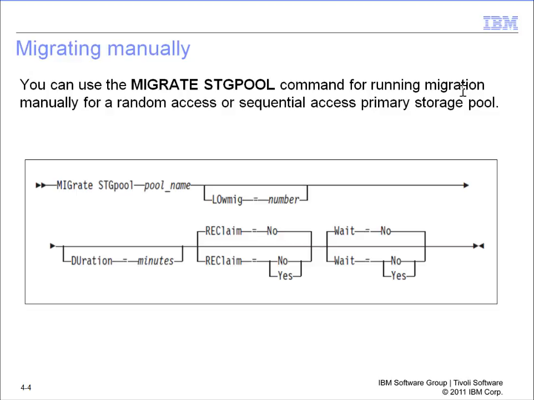Here's our command line syntax. Everything on the line is required. Everything below the line is an option. Everything above the line is the default. So you can set migration to run. You can give it a low migration number that would reset whatever you have as your default. So if you have your storage pool defined with a low migration of 70, you want to lower it to 50 for 30 minutes while you're running migration, you would do that with this command.